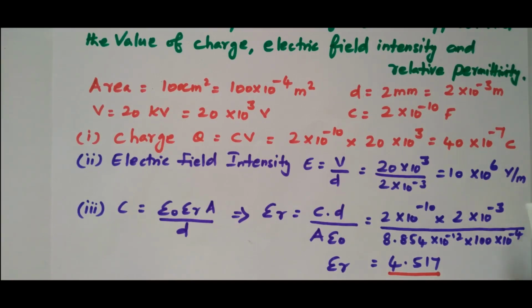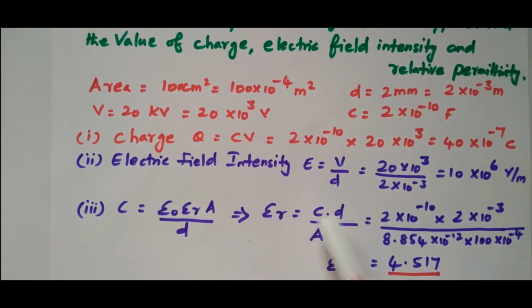Now we need to find one more value, that is relative permittivity. From this formula we can find, C equal to epsilon naught epsilon r A divided by d. It's a very standard formula. In this, C is available, epsilon naught is available, area available, and distance also available, right? So cross multiply and simplify this expression. Because we need to find epsilon r, it is rearranged such a way that epsilon r equal to C into d divided by A epsilon naught.